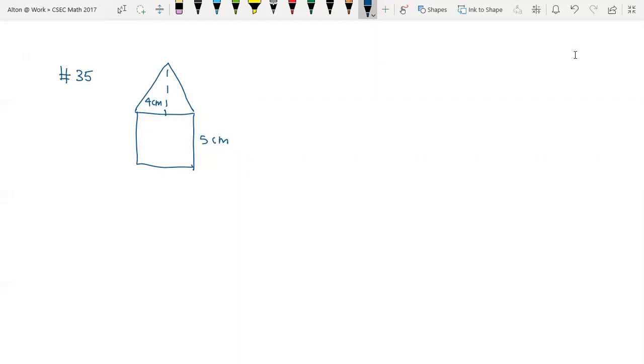Well, let's start with the two basic shapes. So we need to find the area of the square, and since the side of the square is 5 centimeter, the area of the square is side by side, which will be 5 by 5, giving us an answer of 25 centimeters square.